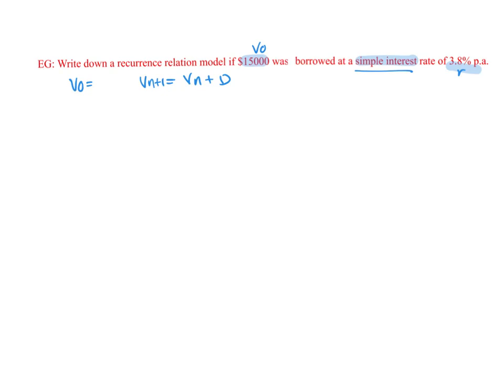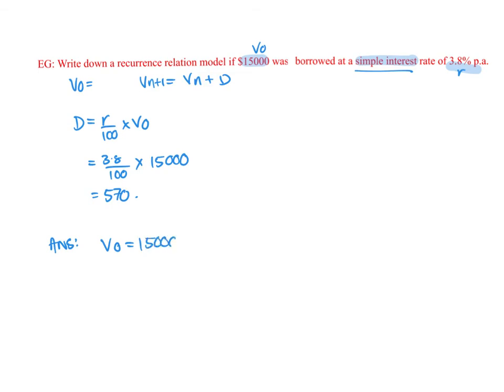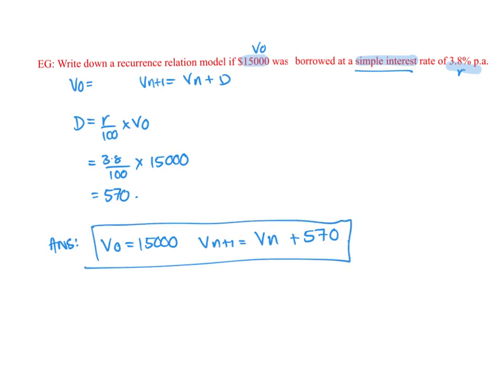Okay? And I need to calculate what D is, so I'll find D, which is the rate over 100 times V0. So it's 3.8 over 100 times 15,000, and we get 570. So therefore, my answer when I write a recurrence relation will be V0 is 15,000, and V(n+1) is going to be V(n), and every time we're going to add 570. So that would be my final answer.